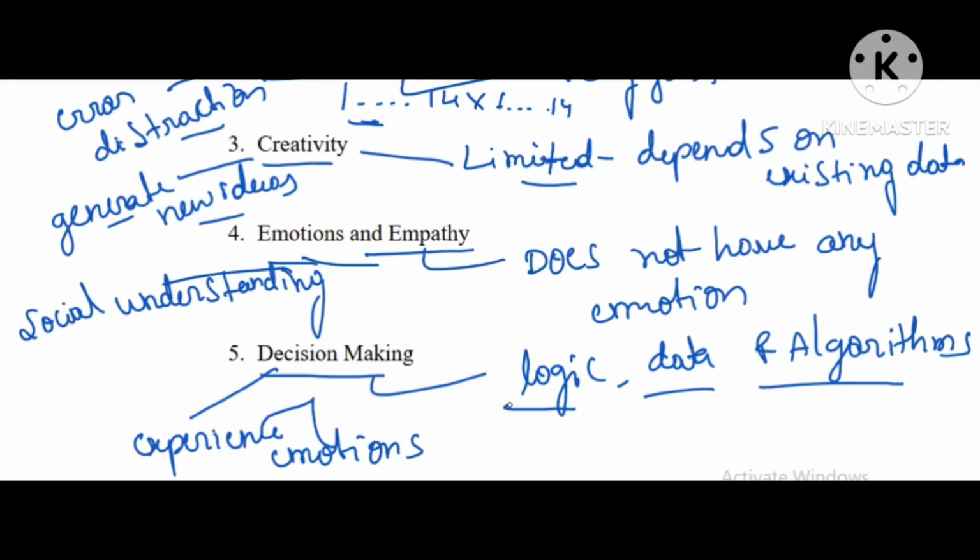These are the major differences between human intelligence and artificial intelligence. We are trying to create human intelligence in machines.